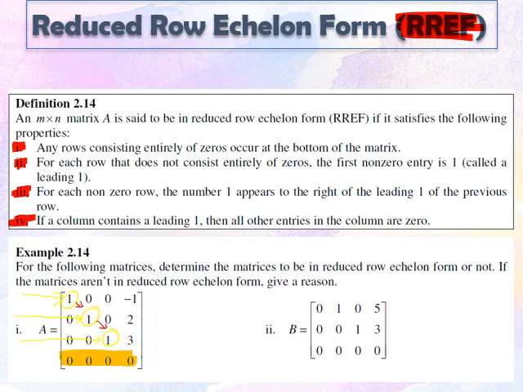How about the last condition? If a column contains a leading 1, then all other entries in the column are 0. So now we look at the columns. Here is column 1. Yeah, 1, the others are 0, right? So okay. And then column 2, which contains a leading 1. Yeah, it's all 0 elsewhere. And column 3, yeah, it's also 0 elsewhere. How about this one?